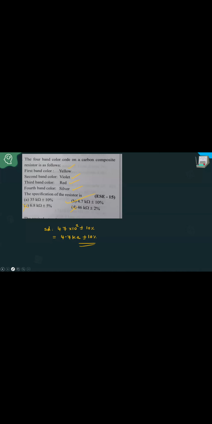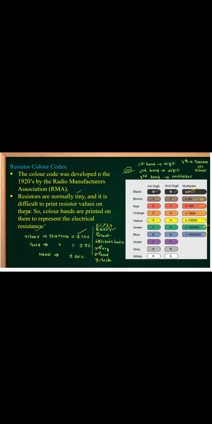Just remember this sentence and write down 0, 1, 2, 3, 4, 5, 6, 7, 8, 9. Multipliers 1, 10, 10 square, 10 cube, like that. First digit and second digit numbers are the same for every color: 2, 2, 3, 3. In color coding, first band is a digit, second band is also a digit, third band is multiplier. Fourth band is tolerance, the plus or minus.